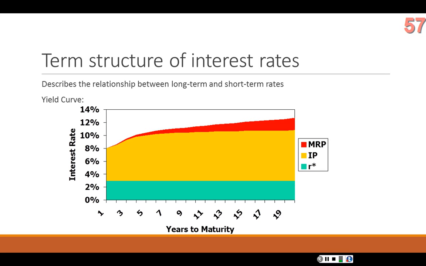So here, this is the same picture we looked at earlier, the interest rate versus yield to maturity. This is describing the relationship between long-term and short-term rates. So here we're looking at the yield curve again. Typically, long-term rates are higher than short-term rates because of this maturity risk premium. So you can see how each of the risk components comes together to cause yield curves to change.